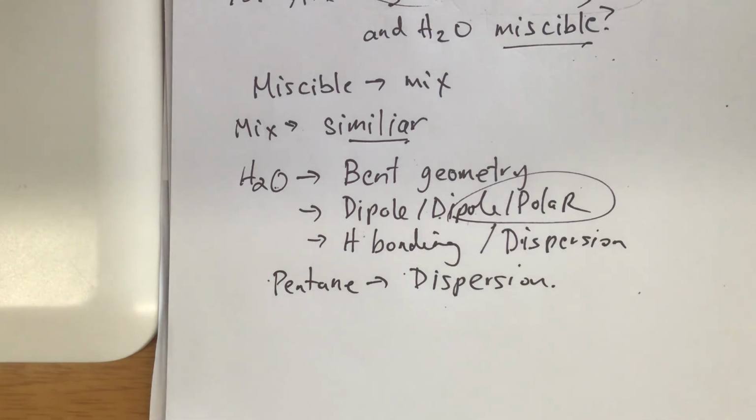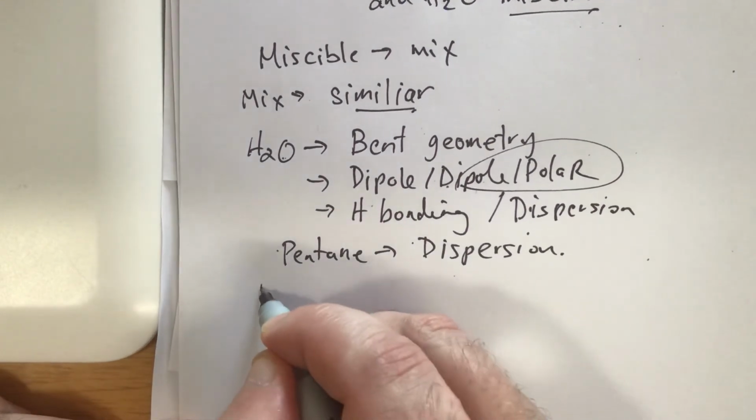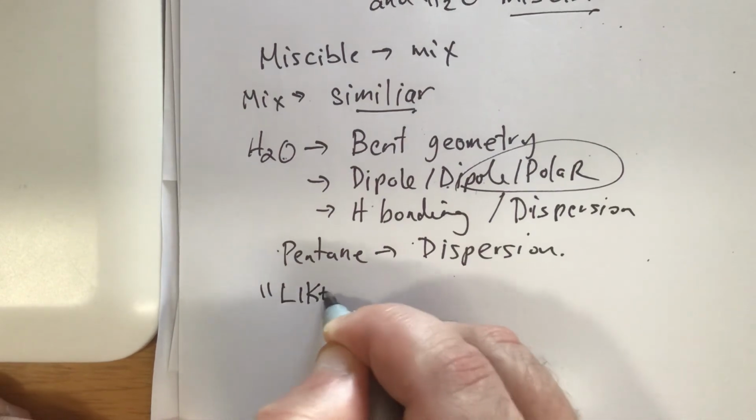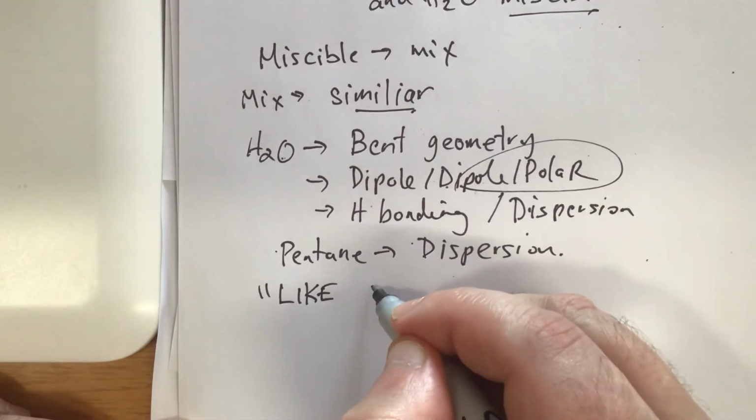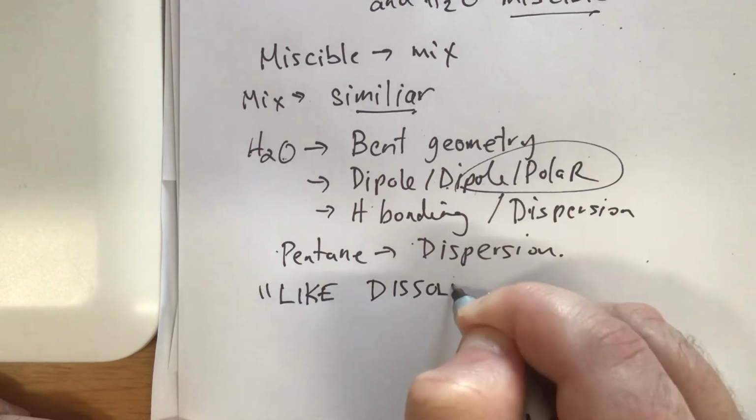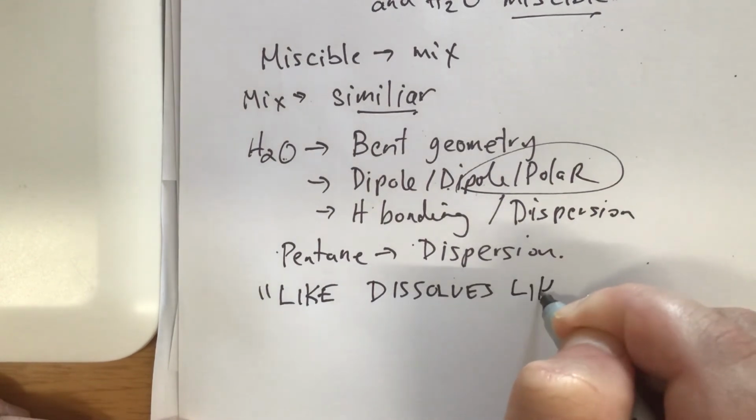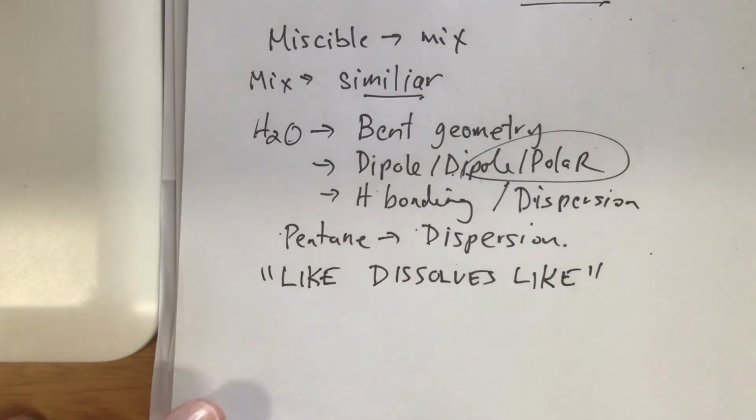So, are these two things miscible? No, they're not miscible. Why? Because water is a polar molecule and pentane is not polar. It only has dispersion forces. When we ask if things are miscible, the kind of mantra that you should always have is that like dissolves like. Okay? So water will dissolve something like salt because both of them are charged molecules. So they're able to dissolve. They're similar in some ways.